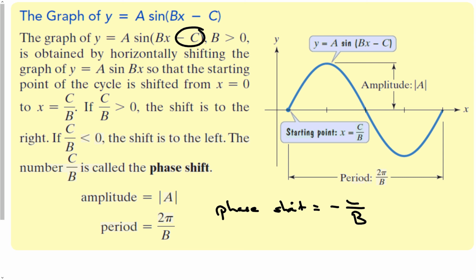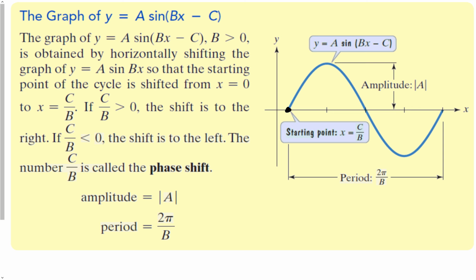Okay, but I don't want to deviate too much from the textbook, but you might see me do that from time to time, right? We are actually going to have to change the sign of c depending on what the inside of the parentheses looks like. Okay, so the graph of this function, where b is greater than 0, is obtained by horizontally shifting the graph of a sine bx, from the starting point to x is equal to c over b, my phase shift. Remember, if this is positive, it's to the right. If it's negative, it's to the left.